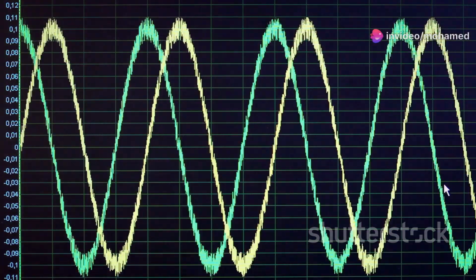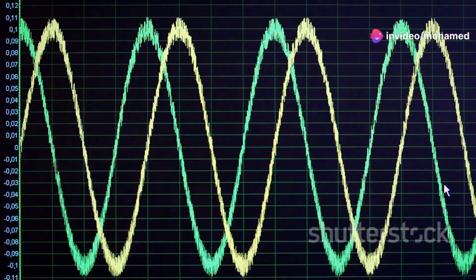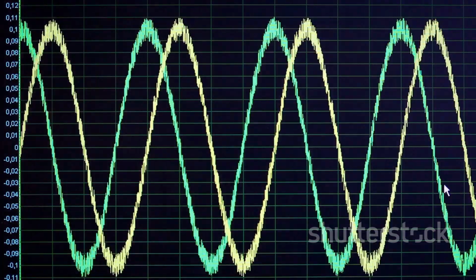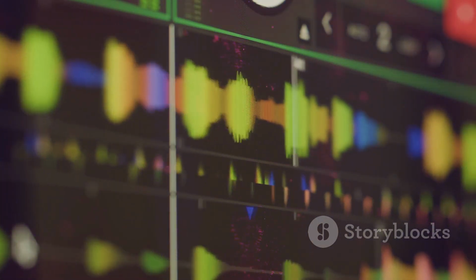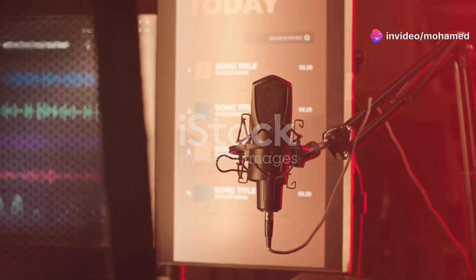The ADC takes that wavy electrical signal and thousands of times every second checks its level, like snapping a photo of the wave over and over. Each of these snapshots is called a sample. The more samples you take every second, the more accurate your digital sound will be.